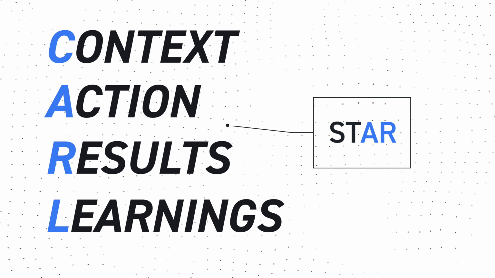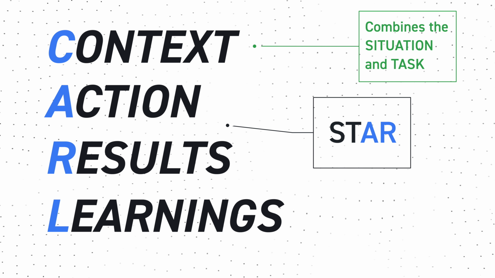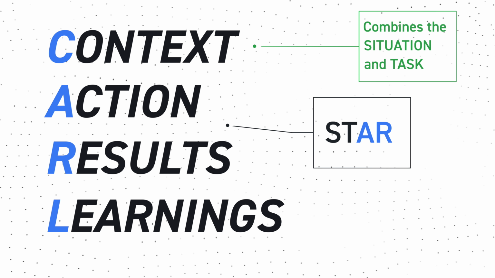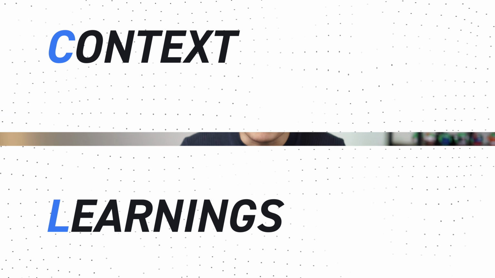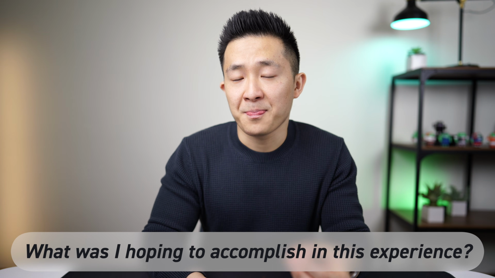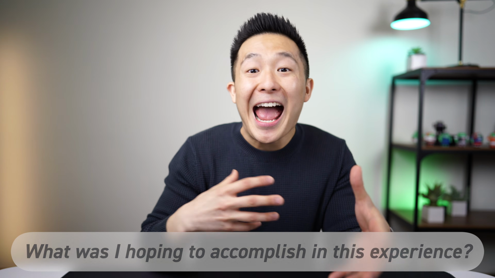But if we dive a bit further, we realize that the C, context, combines both the situation and task from the STAR method, and this keeps the background information you share concise and to the point. To prompt your brain to think context first, simply ask yourself, what was I hoping to accomplish in this experience? And you often find your answer will naturally include both the situation and the task.